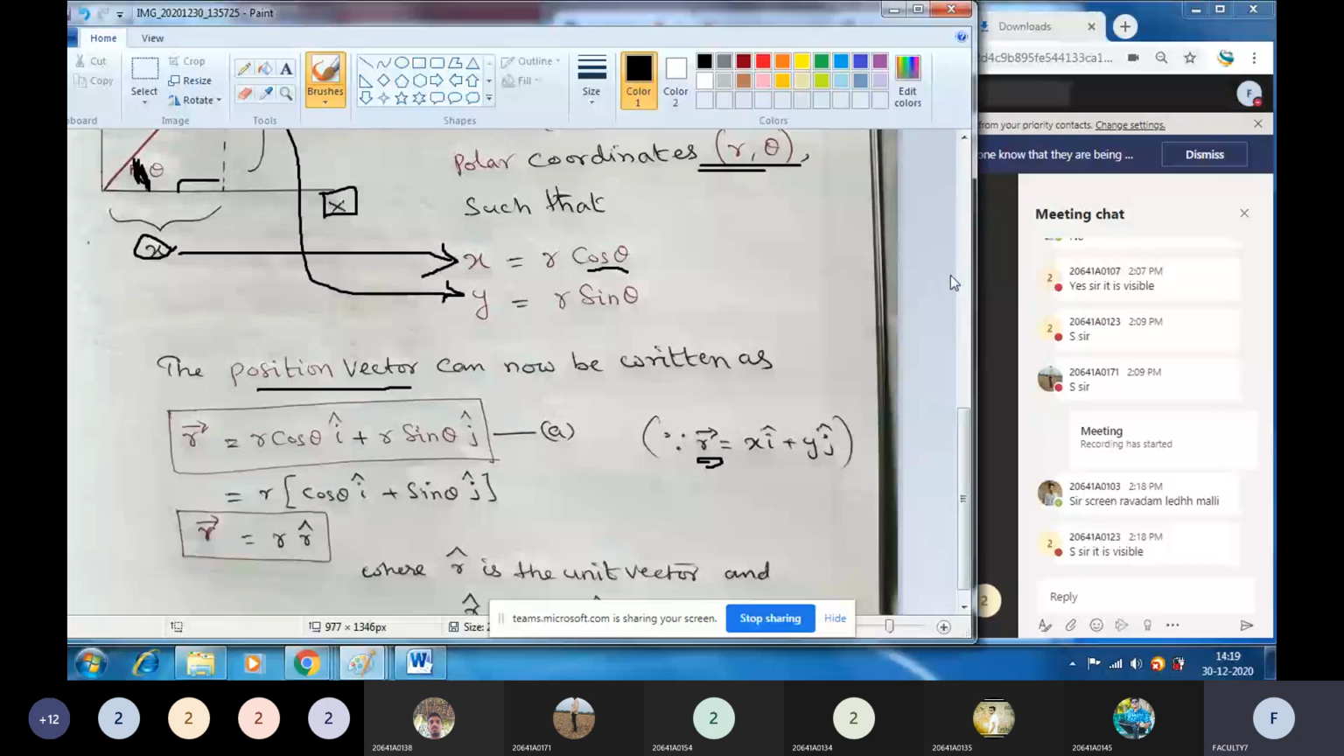Now here, we started with the position coordinate. Now r is given as x i cap. So what is the meaning? The point is x units away along the x axis. Next, the point is y units away along the y axis. Now the same thing here, if you want the same explanation, you try to find a point.